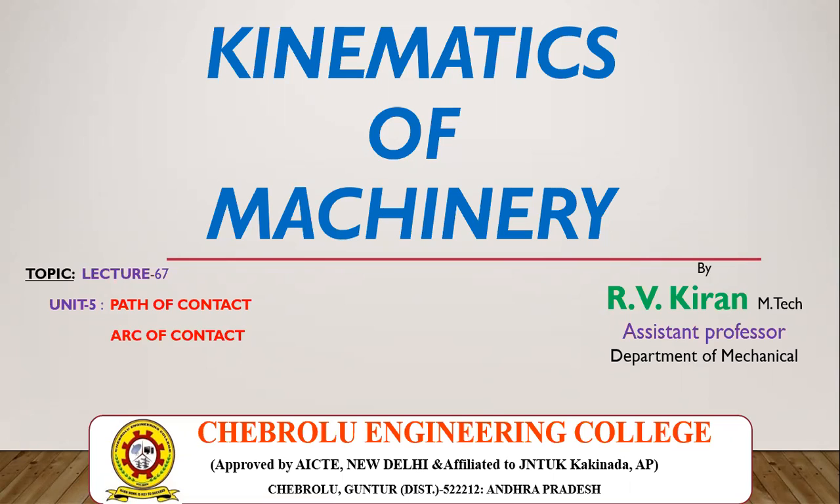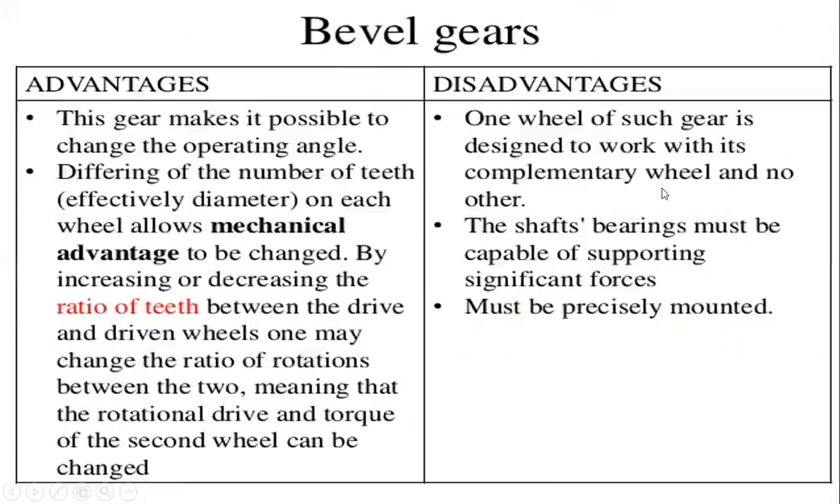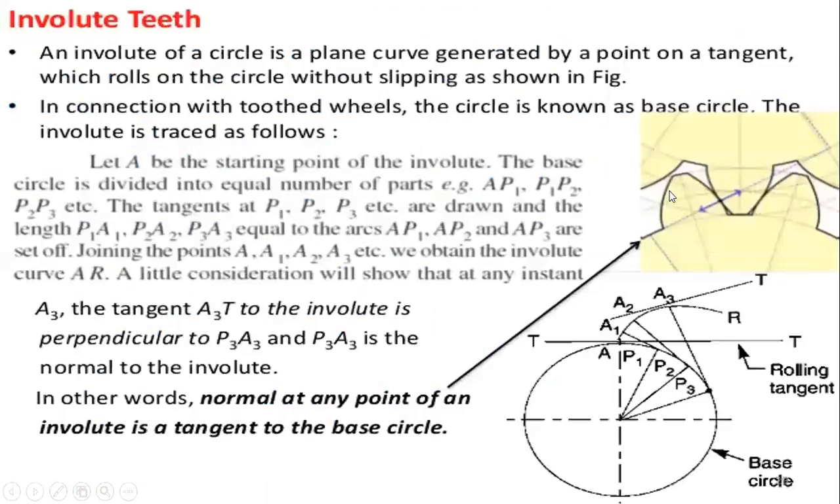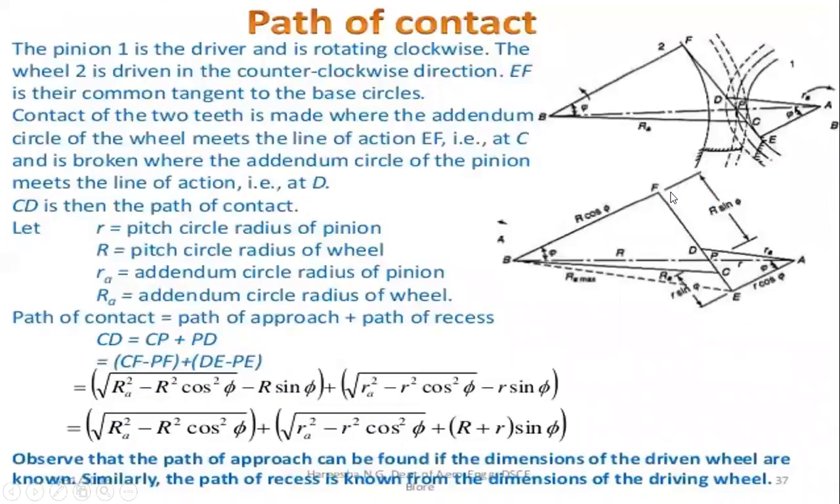Today, in this video lecture, I am going to explain two topics: the path of contact and the arc of contact. In the previous class, we discussed the law of gearing, the methods involved in it, how the gears are measured, and the tangent line, the normal line and the triangles involved in it. Today I am going to explain the path of contact.